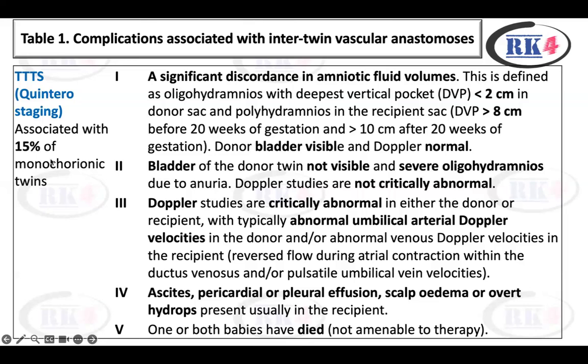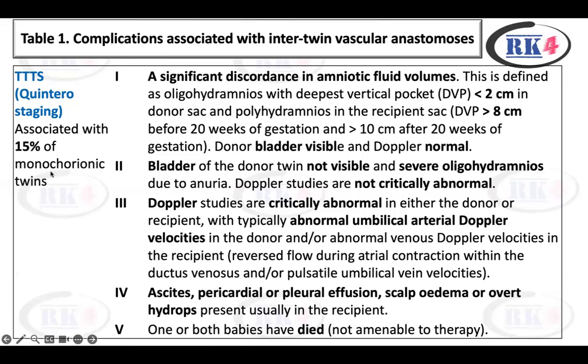Now, what is stage 4? Now the disease is progressing. In stage 4, there is ascites, pericardial or pleural effusion, scalp edema or overt hydrops, and it's present usually in the recipient. You need to focus here. Some of these may be present in stage 3, in the recipient or in the donor. But in stage 4, the recipient will have hydropic changes. Okay. The donor will be small, and the recipient will be hydropic.